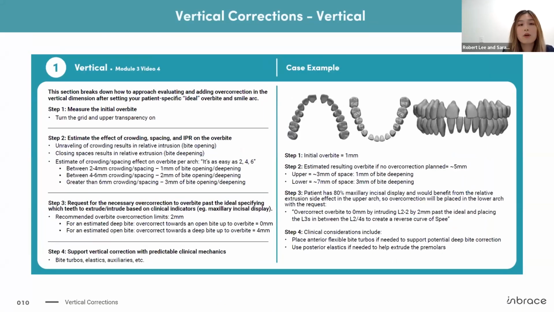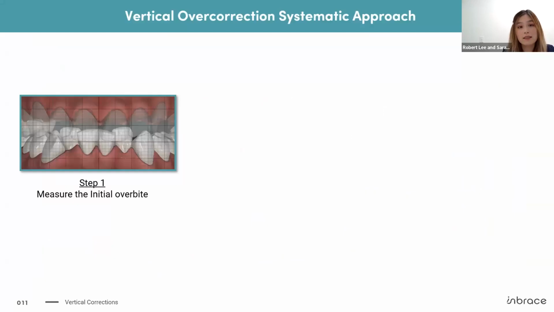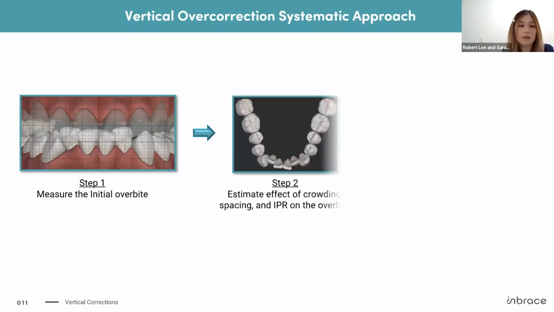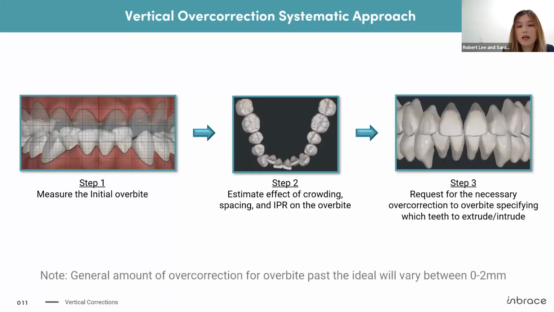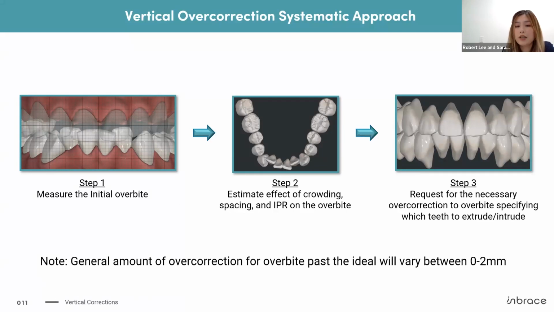Specifically, we will go over all the vertical corrections for today. When we approach the vertical overcorrection, the first step is to measure the initial overbite. Whenever we do anything with vertical, your two best friends will be your transparency tool and your grid tool. Then you estimate the amount of crowding, spacing, and IPR and how that will affect your overbite. And finally, request the necessary overcorrections for the overbite, specifying which teeth to extrude or intrude. Just keep in mind that the general amount of overcorrection for the overbite past ideal will vary between 0 to 2 millimeters.